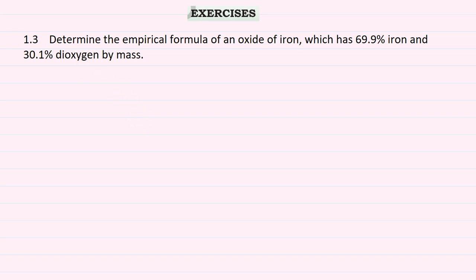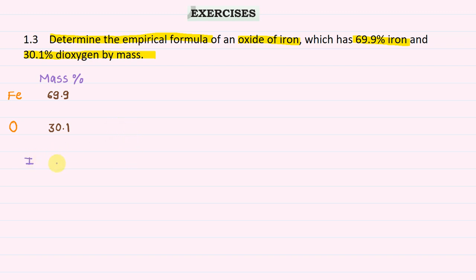Let's read this. The question says, determine the empirical formula of an oxide of iron which has 69.9% iron and 30.1% dioxygen by mass. What is given here? We are given the mass percent values of iron and oxygen. In order to determine the empirical formula of this oxide of iron, we need to follow some steps.